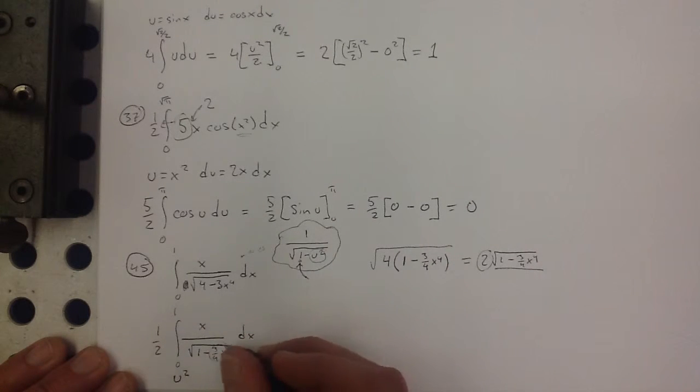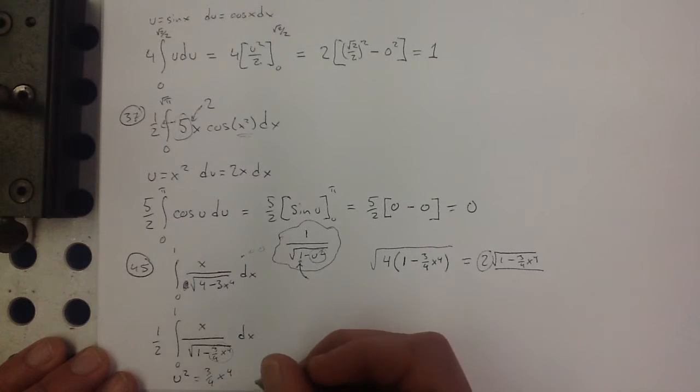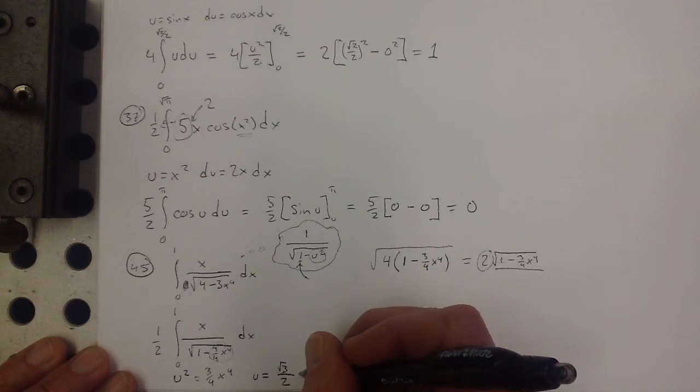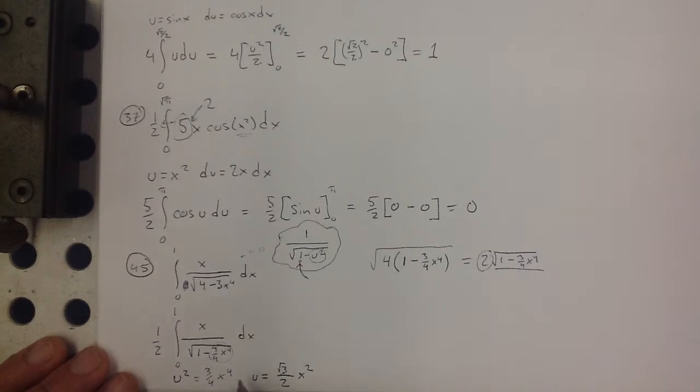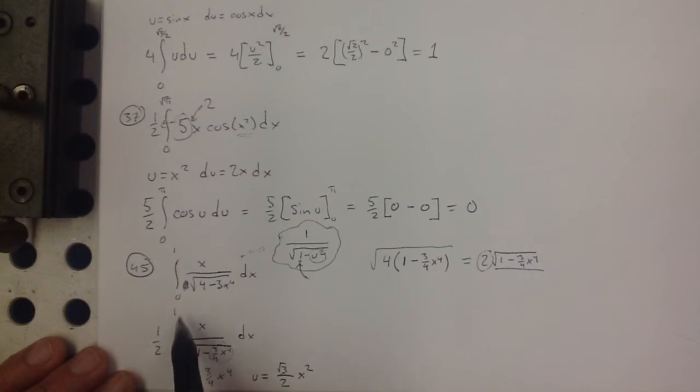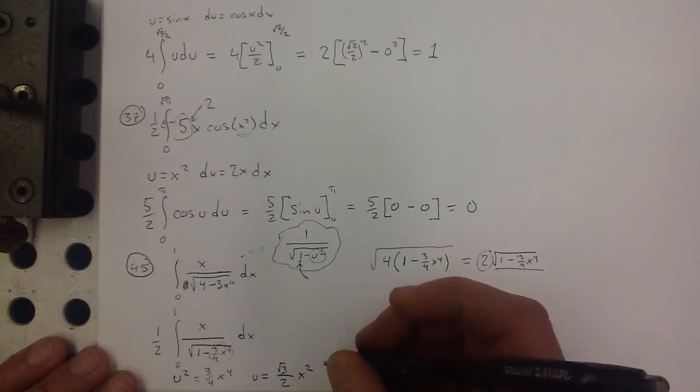I'd like to turn this into u squared, 3/4 x to the fourth. And if that's what u squared is, then u would have to be equal to the square root of 3 over 2, well that looks kind of promising, times x squared, right? That's what the u would have to be. If you're wondering about the plus or minus, we don't have to because we're only dealing in positive numbers here.